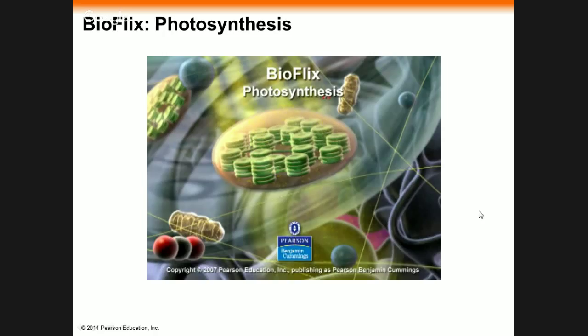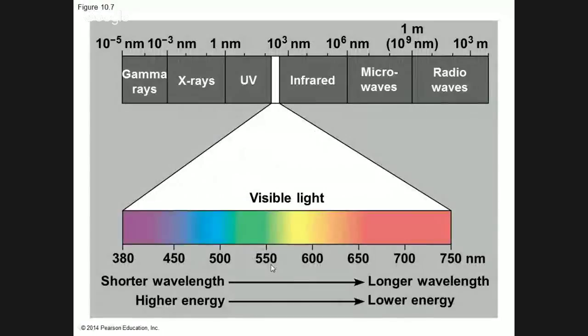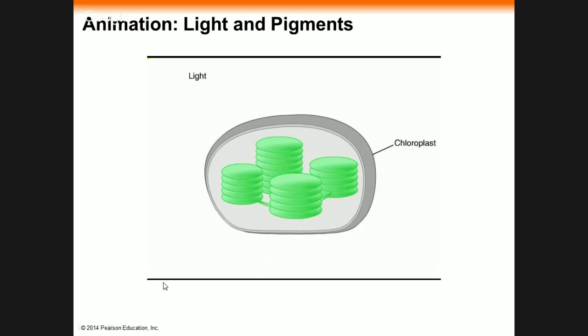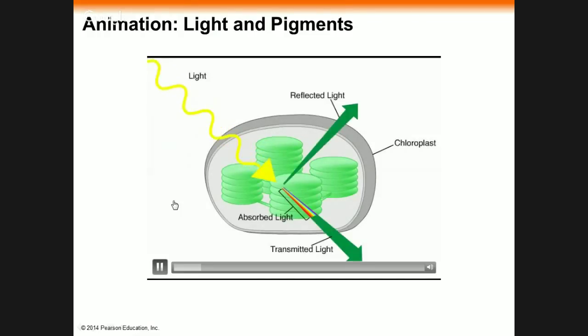Okay. We'll watch this later. Now we were talking about pigments yesterday. The thylakoid membrane in chloroplasts contains light-absorbing molecules called pigments. Different pigments absorb light of different wavelengths. One pigment, chlorophyll A, absorbs mainly blue-violet and red light. This molecule participates directly in the light reactions.